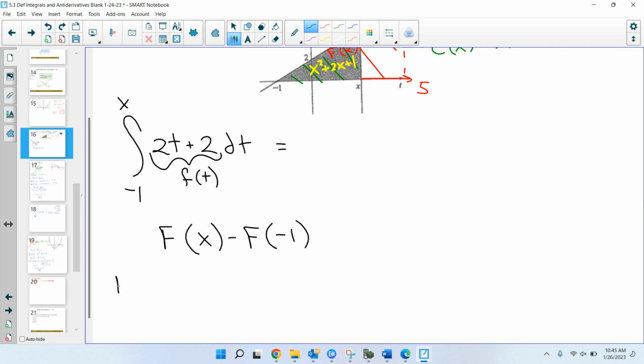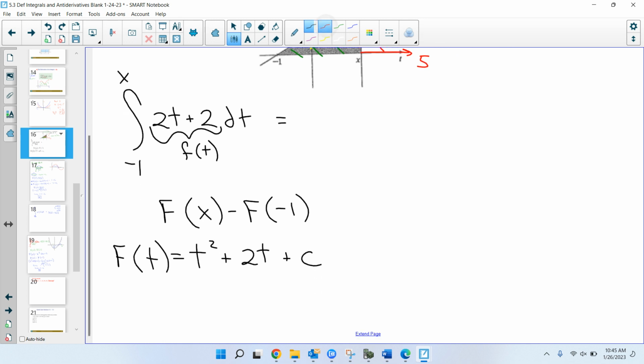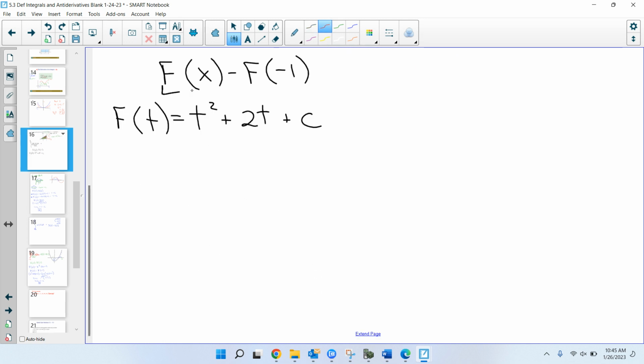What's capital F of t first? Then we'll plug in x, then we'll plug in -1. What's capital F of t? T squared plus 2t plus c. Now what? Plug in x, right? Doesn't this tell me to plug in x? Capital F of x minus capital F of -1.